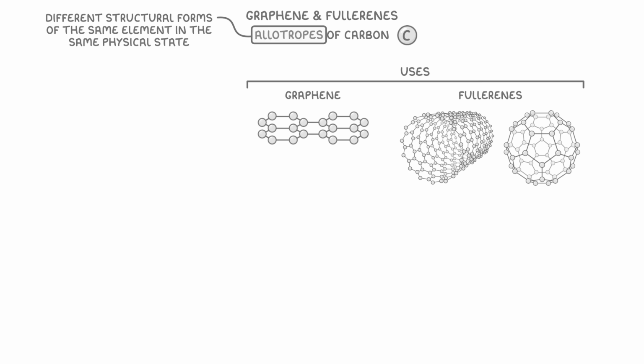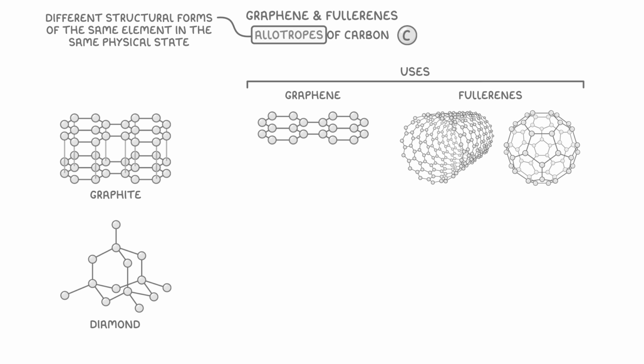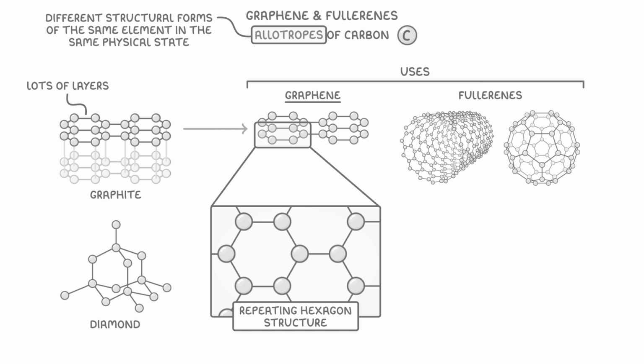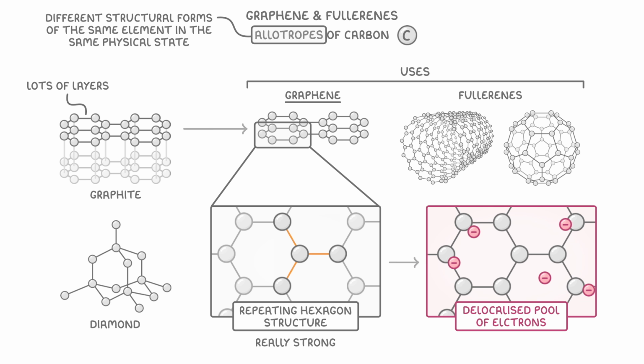In that video, we looked at the allotropes diamond and graphite, and saw that graphite is made up of lots of layers. Each of these layers is known as graphene, and their structure of multiple repeating hexagons, with each carbon being bonded to 3 other carbons, makes them really strong. And because each of the atoms donates one of its electrons to a delocalized pool of electrons, graphene can also conduct electricity, which makes it useful in making electronics.